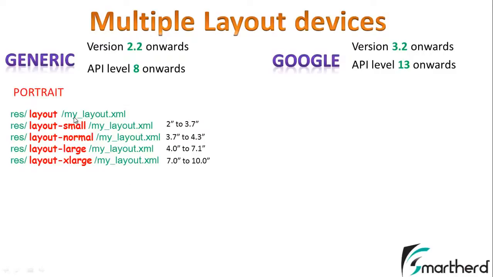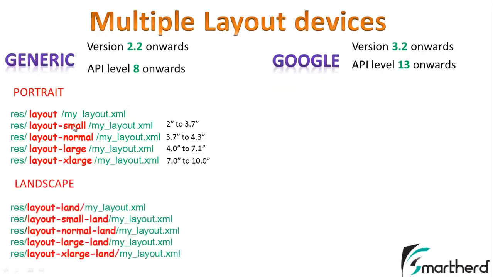Now simultaneously you have to create the layouts for the landscape mode also. In that case you have to simply add a suffix -land to each of the portrait mode folders, right? So a total of 10 folders are required so as to make your application run flexibly on all the devices with perfect dimensions. Now the left hand side generic phones are only recommended if you want your application to run on version 2.2 onwards. Now if you set your minimum required SDK version in your application as 3.2, which means you don't want your application to run on Android 2.2 to 3.0.